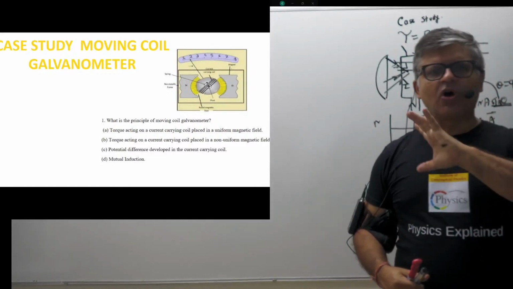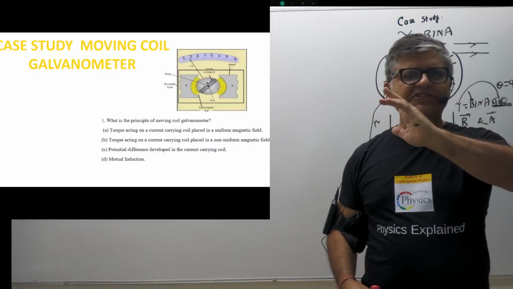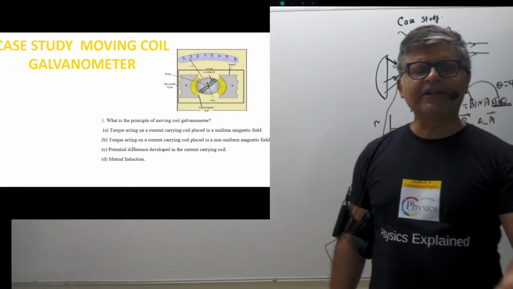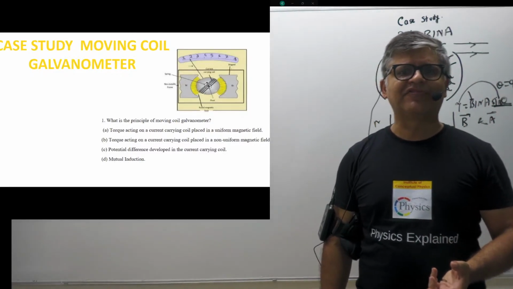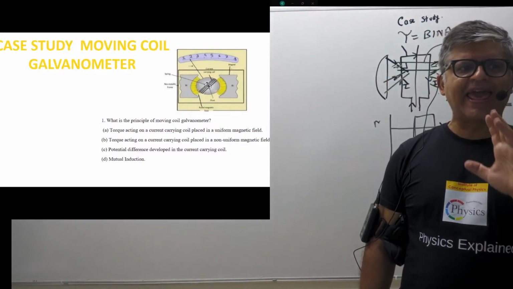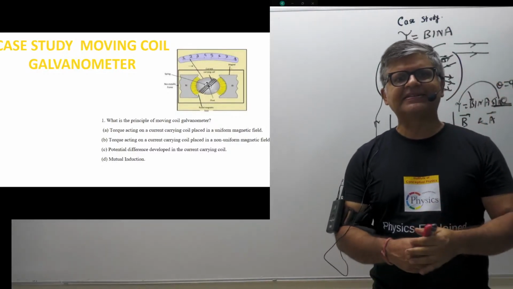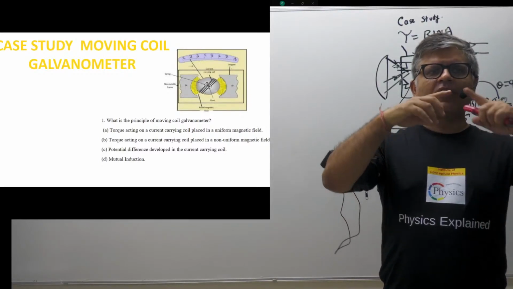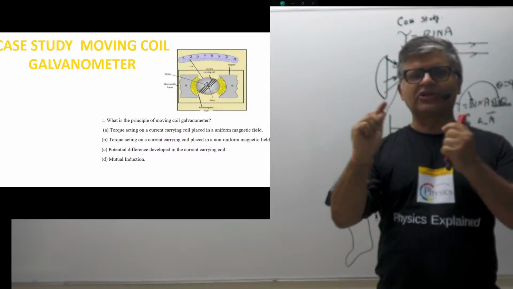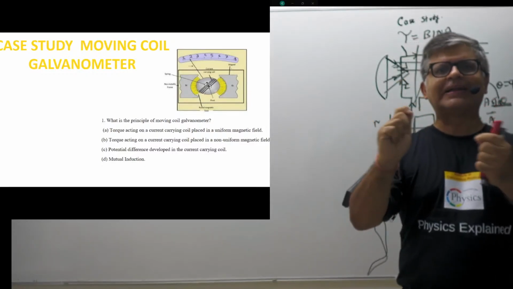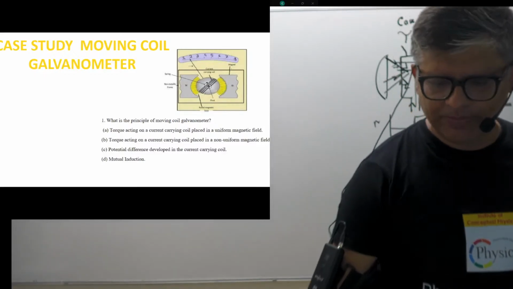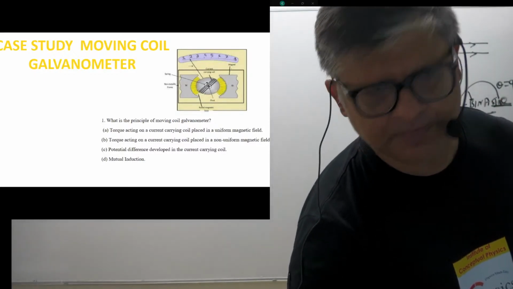So D is wrong. Potential difference is nonsense actually. Non-uniform is not possible, right? We need uniformity of magnetic field. So the correct answer is A. The correct principle is it's the torque which is produced on the current carrying coil that rotates it in a uniform magnetic field, which is the working principle of the moving coil galvanometer. Let's go to the next question.